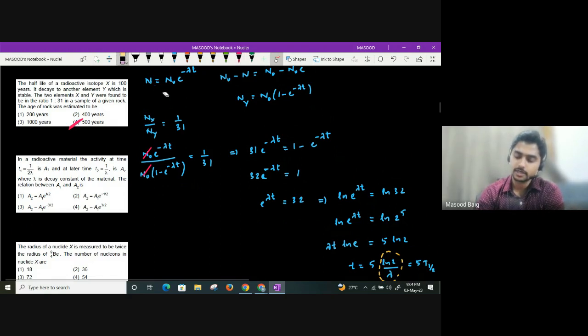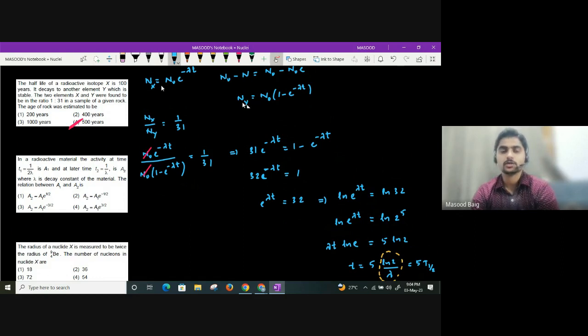What is N here, beta? It is the number of nuclei left at any instant. So the number of nuclei left at any instant will be N0 e^(-λt). And what is N0 into (1 - e^(-λt))? It is the number of nuclei of Y formed, or the number of nuclei decayed we can consider, guys. Clear, all of you? Yes or no?